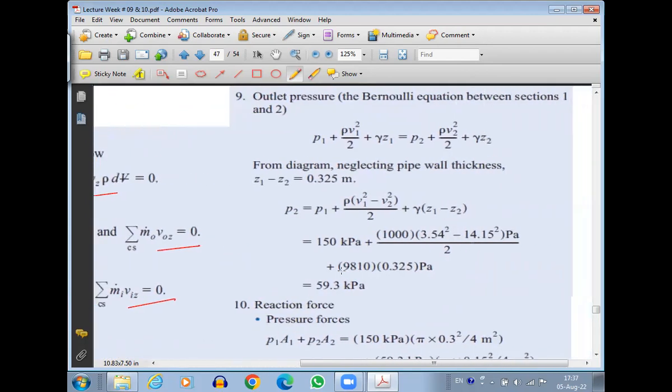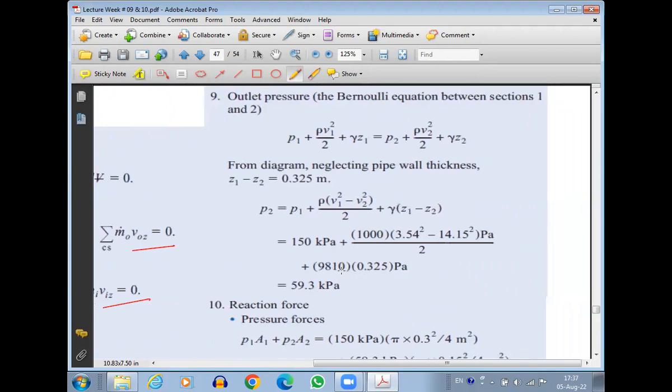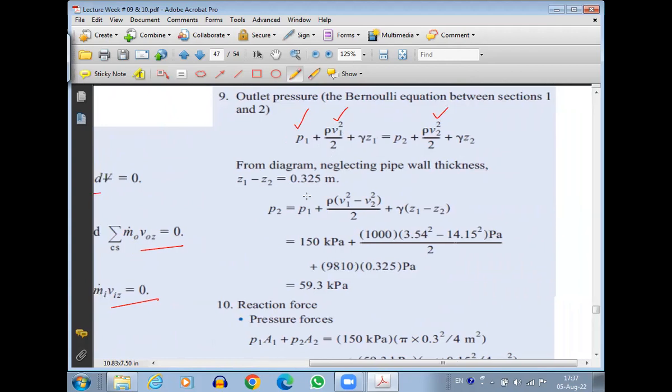Then we can apply Bernoulli's equation to find out the outlet pressure. Inlet pressure P1 was given in the question. Velocities we have determined. Now let's talk about the Z component. How much is Z? Well, we don't know Z1 and we don't know Z2, but we can find the difference between 1 and 2.